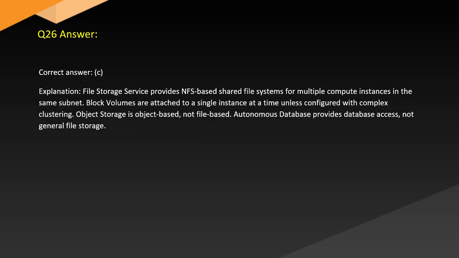Answer. Correct answer: C. Explanation. File Storage Service provides NFS-based shared file systems for multiple compute instances in the same subnet. Block volumes are attached to a single instance at a time unless configured with complex clustering. Object storage is object-based, not file-based. Autonomous database provides database access, not general file storage.